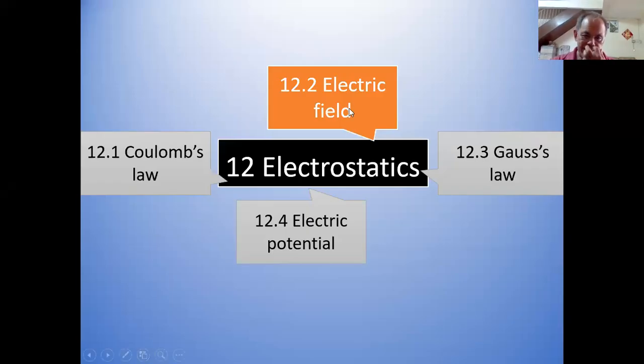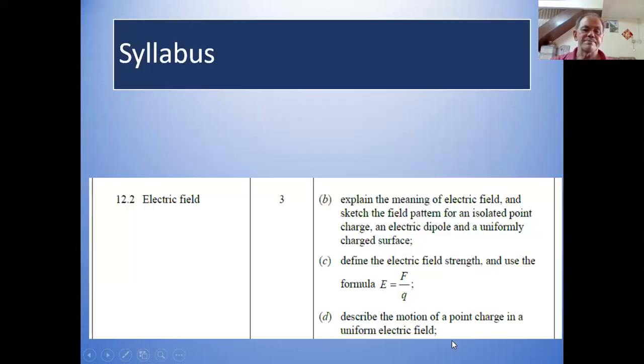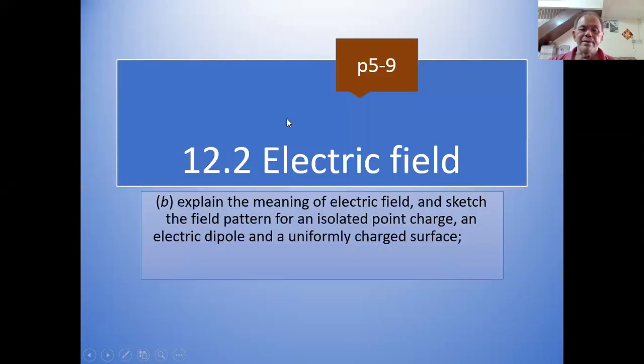Okay, this topic is electric field. Right, the syllabus is there; you can review it in your free time. Now we are looking at: explain the meaning of electric field, and sketch the electric field pattern for an isolated point charge, an electric dipole, and a uniform charged surface.